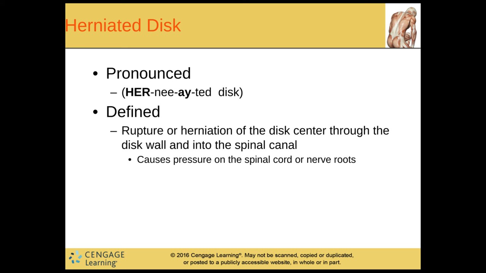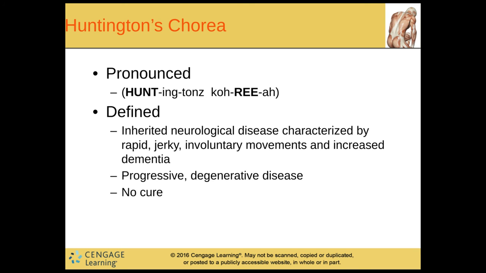A herniated disc. This is the rupture or herniation of a disc center through the disc wall and into the spinal canal. It causes pressure on the spinal cord or the nerve roots. Then we have Huntington's chorea. This is an inherited neurological disease. It's characterized by rapid, jerky, involuntary movements and increased dementia. It's something that's progressive, so it goes from one time to another, right? And it's a degenerative disease, so meaning that it breaks things down, and there's no cure for that.